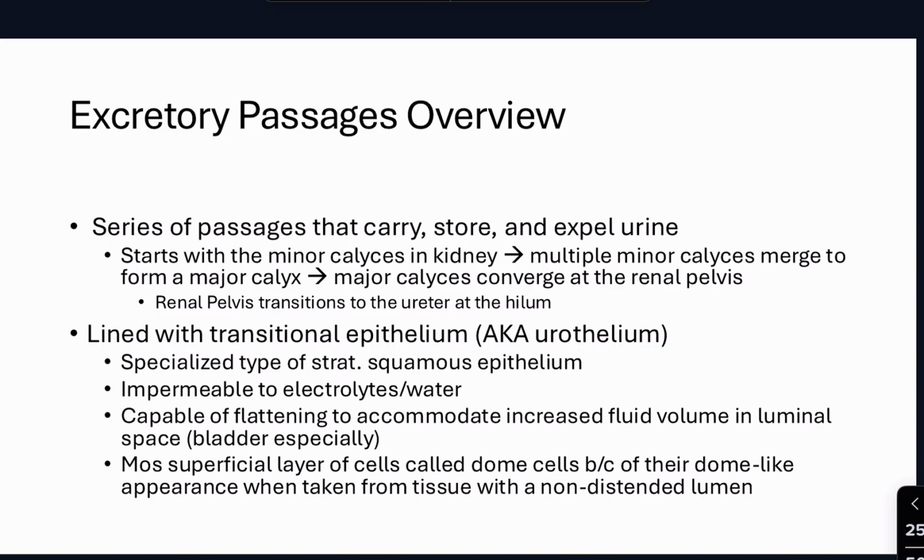Okay, so one more time, let's just quickly run through the excretory passages. We know that there's a series of passages that carry, store, and expel urine, starting with the minor calyces in the kidney. Multiple minor calyces merge to form a major calyx. The major calyces will then converge at the renal pelvis, and then the renal pelvis transitions into the ureter at the hilum, which will then empty into the bladder and exit through the urethra, okay?